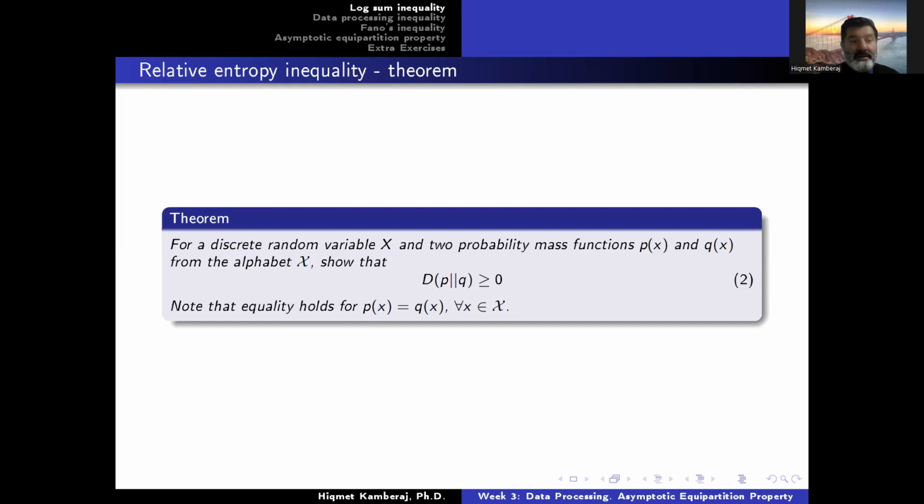Second, we introduce the relative entropy inequality theorem for a discrete random variable x and two probability mass functions, let's say p of x and q of x, from the alphabet chi. We show that the relative entropy of p from q is non-negative. Note the equality here holds for p of x equal to q of x for every x from the alphabet chi. This is something that we showed also last week, but we are going to prove it in a different way.